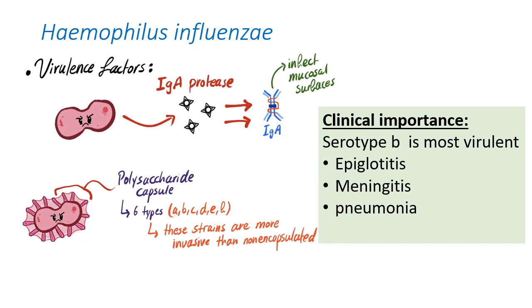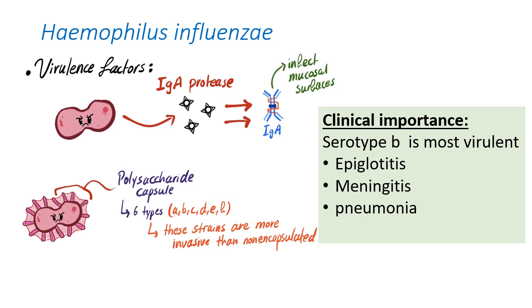A very important virulence factor for Haemophilus influenzae is that it can produce IgA protease enzyme. This degradation enzyme can degrade the IgA, which is produced in the mucosal surfaces as part of the immune system. And another very important factor is the polysaccharide capsule. This is also important for the serotyping of the bacteria. It gives us 6 types: A, B, C, D, E, and F.